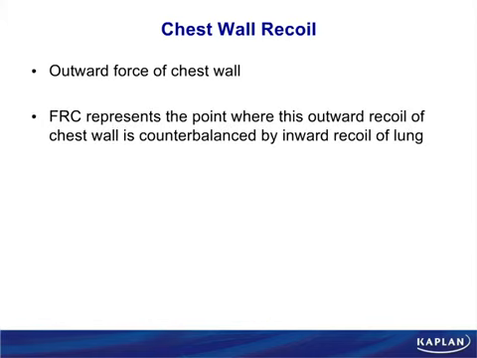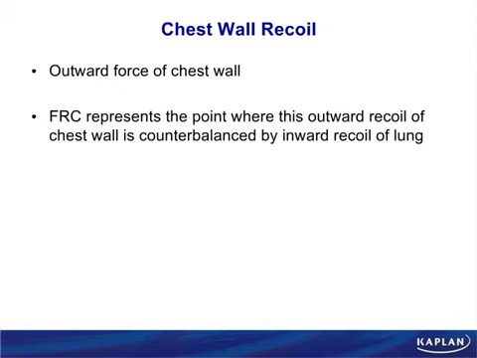FRC represents the point where this outward pull of the chest is counterbalanced by the inward recoil force of the lung. Think about a tug-of-war. Chest is pulling outward, lungs are pulling inward. And we hit a stalemate point where nothing is moving. Chest is pulling out as best it can, lungs are pulling in, we have counterbalanced the force, and we're stuck.